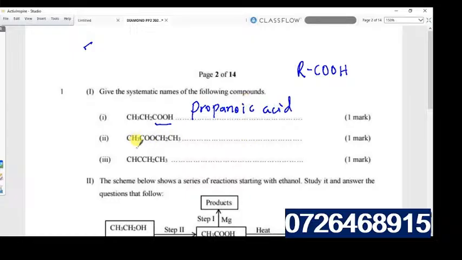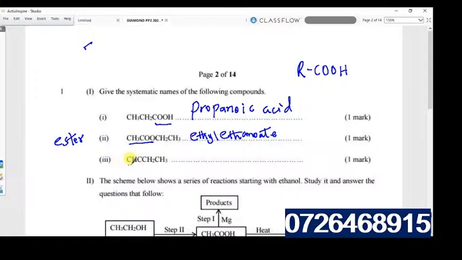The next compound, whenever you see CH and there is a double O, the process of forming this one is esterification, where an alcohol is reacting with an alkanoic acid. So this compound here, we start from here: this is ethyl. The alkyl part comes from the alcohol, and the alkanoate part comes from the acid.